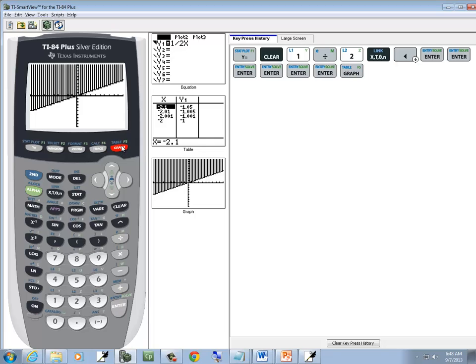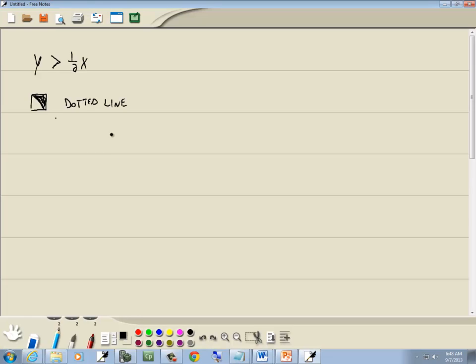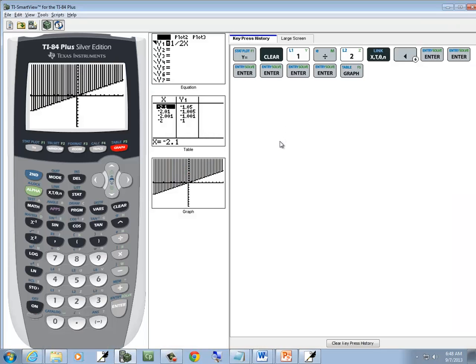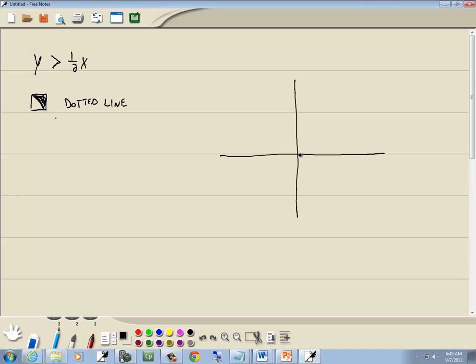And this is almost our answer. The one thing it doesn't give us is whether it's a dotted or solid line. That's the part we have to fill in. We already said it's a dotted line. So it looks something like that. For my purposes, you don't have to be real precise. Just a sketch. And then we're shading up here.